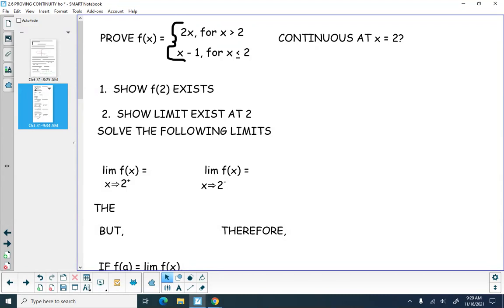Another example. We have a piecewise graph. f of x equals 2x for x greater than 2, but for x less than or equal to 2, our function is equal to x minus 1. First thing we need to show is that f at 2 exists. So we need to find what our function value is at a value of 2.